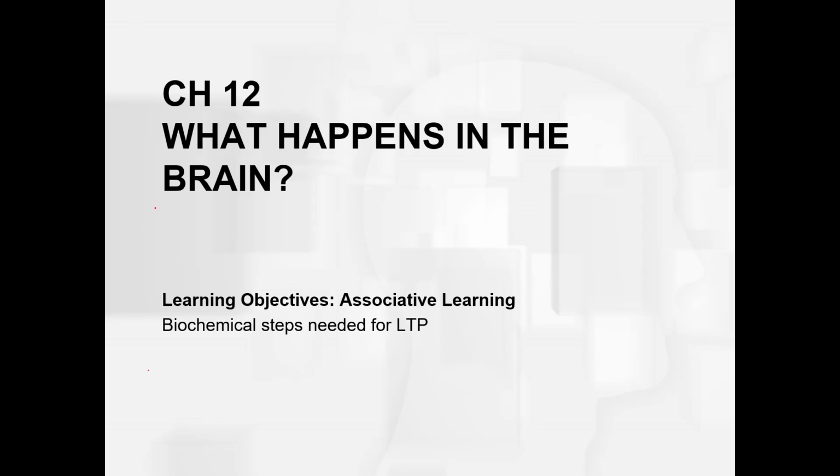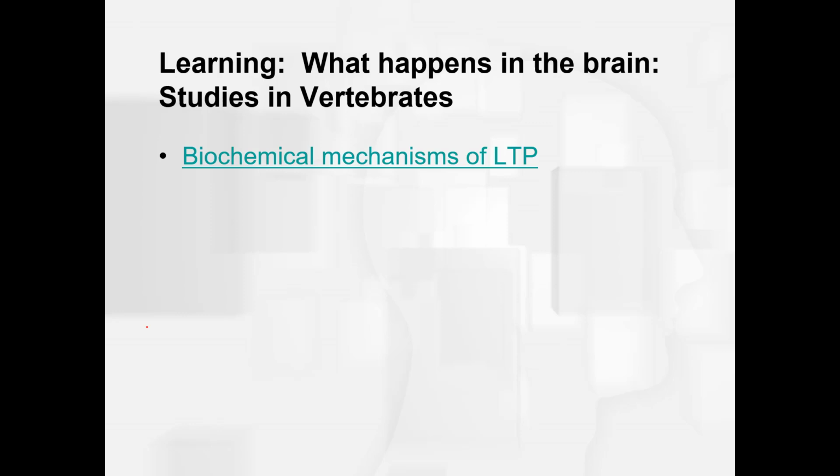In this video, we're going to continue on talking about what happens in the brain. We're going to continue on talking about those biochemical steps needed for LTP, something that we touched on and started to discuss in the previous video, and now we're going to go into some more detail. Now, of course, LTP is theoretical. We can measure it in neurons, in petri dishes, in animals.